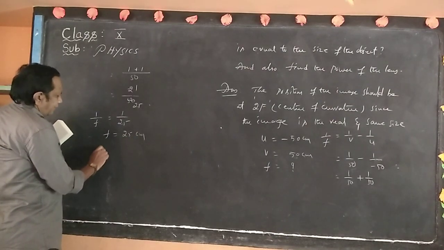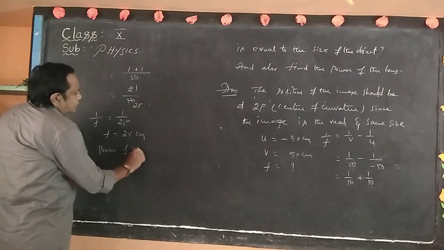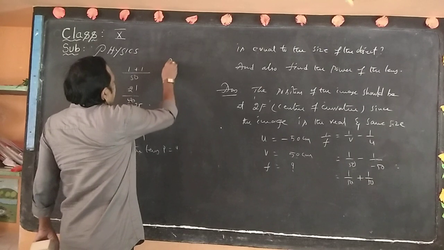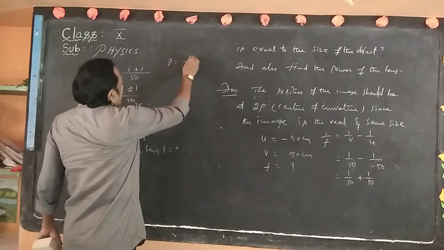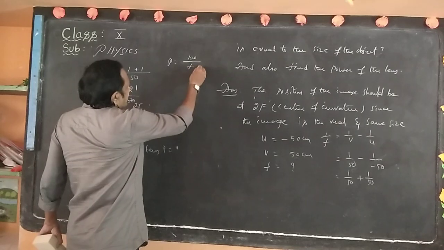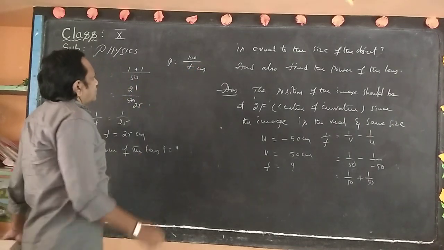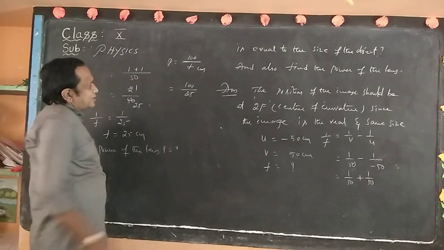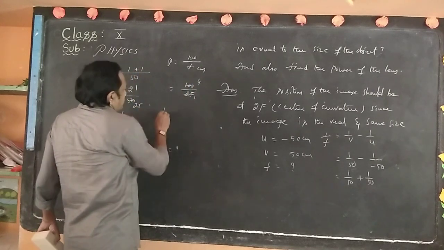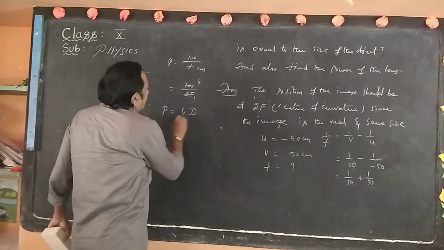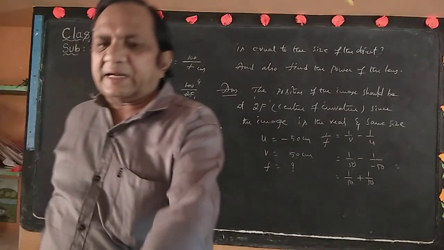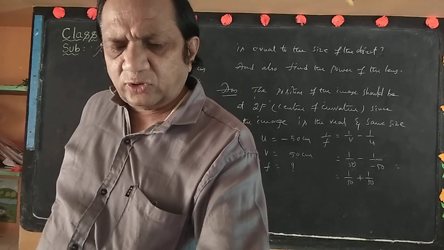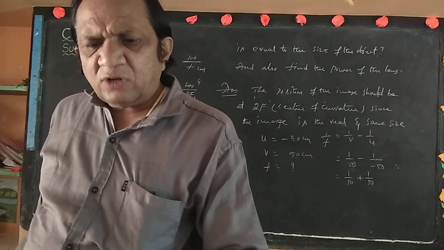Focal length we get. Now power of the lens. P is equal to 100 by f, with f in centimeters. That is equal to 100 by 25, so P is equal to 4 D. D stands for diopter. So 4 diopters is the answer. The power of the lens must be 4 diopters.